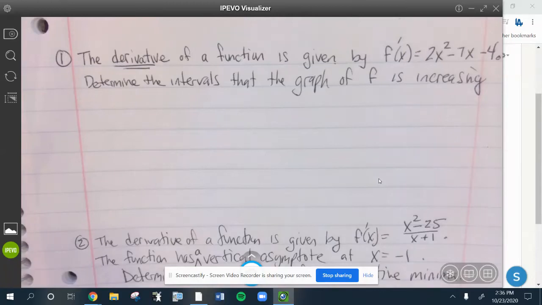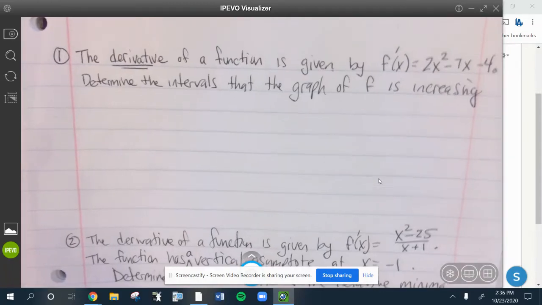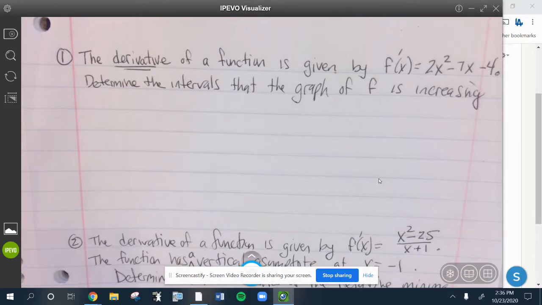All right, check out this one. Number one says the derivative of a function is given by f prime of x equals 2x squared minus 7x minus 4. Determine the intervals for which the graph of f, the original graph, is increasing. So this is a little bit different. They already give you the derivative. You approach it just like everything else. This is actually pretty nice because you don't have to take the derivative.